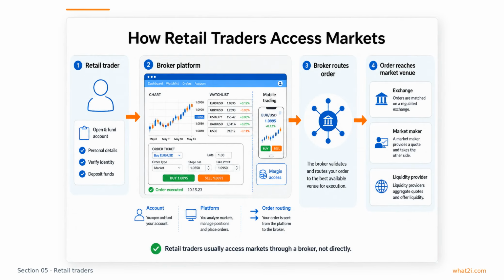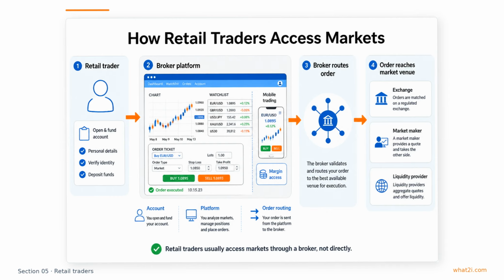Most retail traders access markets through an online broker rather than trading directly in the professional market structure. The broker provides the account, trading platform, charting tools, and order entry system. Once the account is funded, the trader can analyze markets, build watch lists, and place orders from a desktop or mobile device. Many brokers also offer margin, which allows traders to control positions larger than their cash balance. Behind the scenes, the broker routes orders for execution through market makers, exchanges, or liquidity providers, depending on the product. This setup makes market participation convenient, but it also means execution quality depends partly on the broker's model.